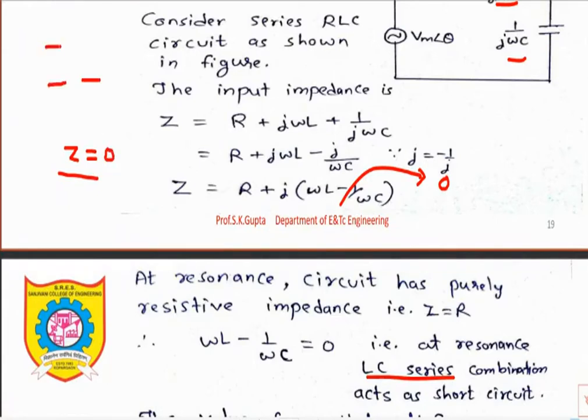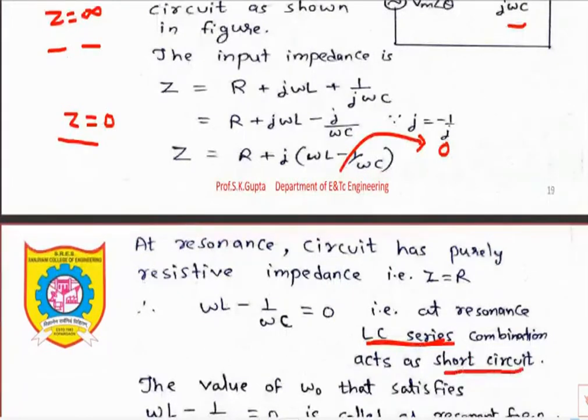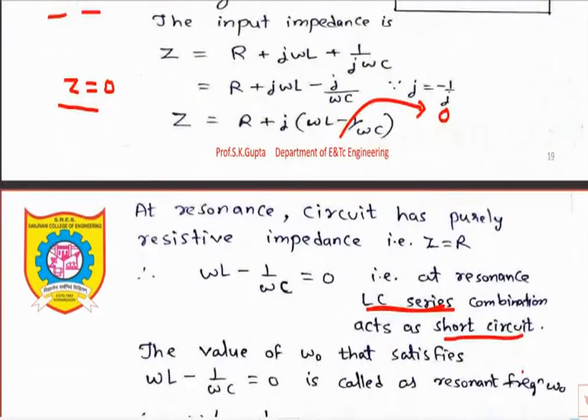This is the basic. As these terms, omega L minus 1 by omega C, are 0 here, the impedance is 0 due to inductor and capacitor. That's why this combination is acting as a short circuit. So remember this also: at resonance LC combination acts as a short circuit. This condition will be satisfied at one particular frequency, and that frequency is the resonant frequency.